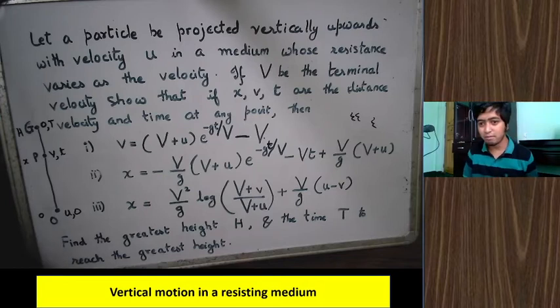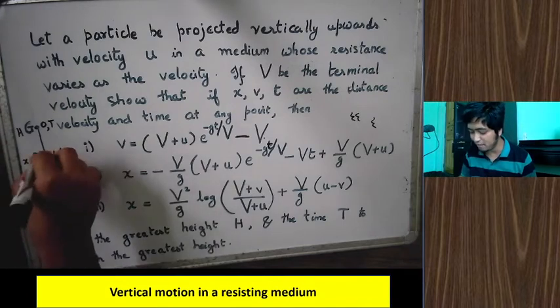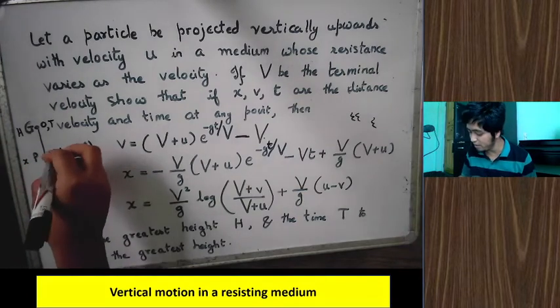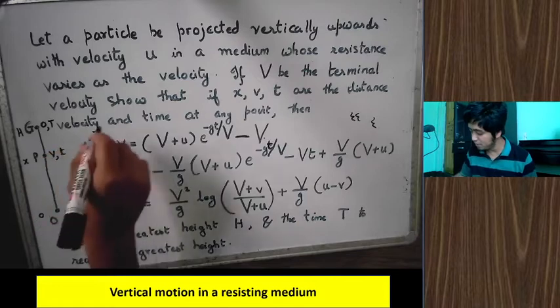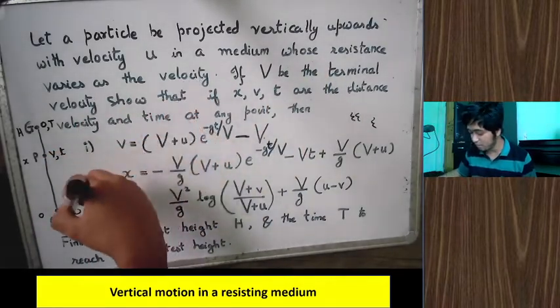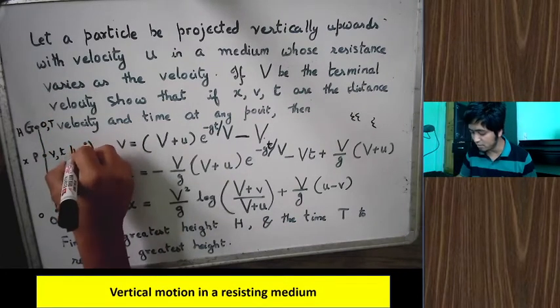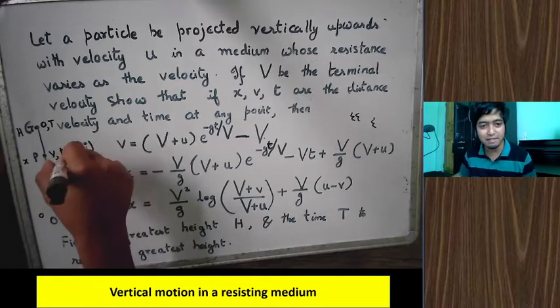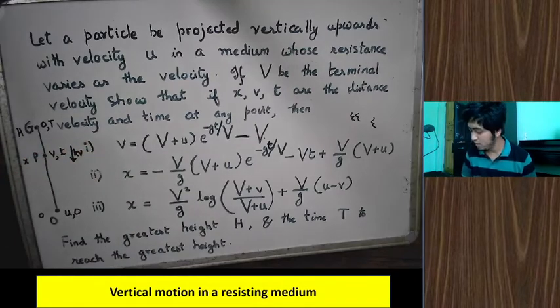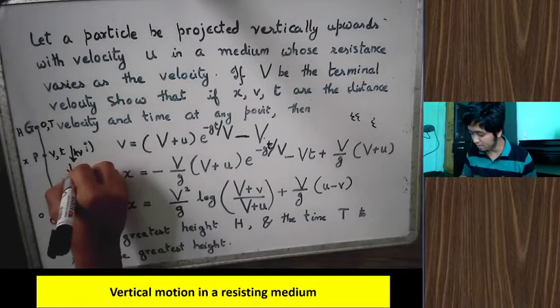Now we will solve. What are the forces that this particle will experience at each and every point? For example, at the point P the velocity is v. The resistance varies as the velocity, and because the particle is traveling upwards, the resistance will be downwards. It will be kv, as it varies as the velocity at that point. Also the gravity g is going downwards.